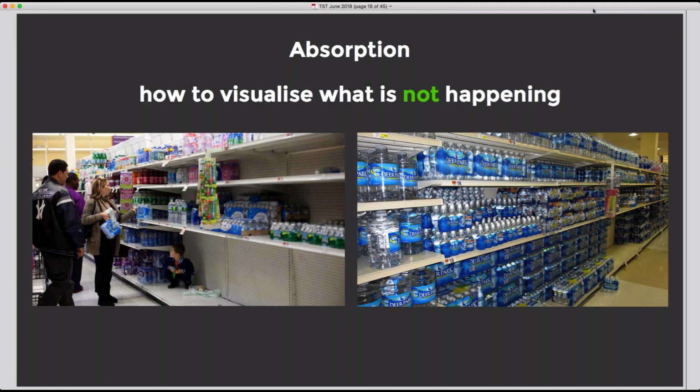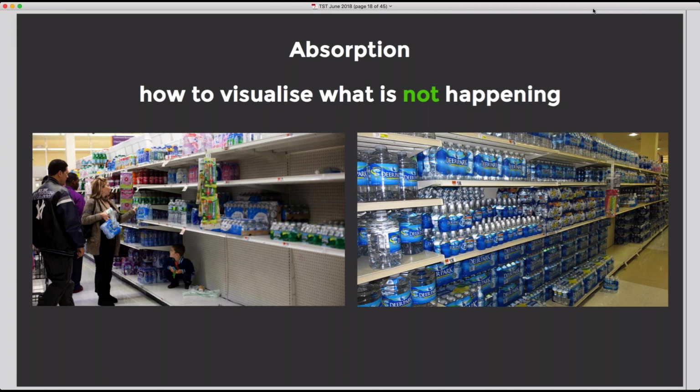Let's think about the real world example. Let's imagine that there's a storm warning and you're told that, don't leave your house for the next 5 days. Everybody will go to the supermarket and start stocking up on canned goods and bottled water, which is what we see on the left-hand side.